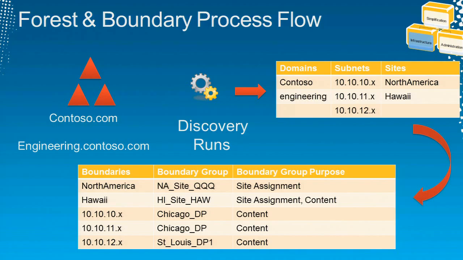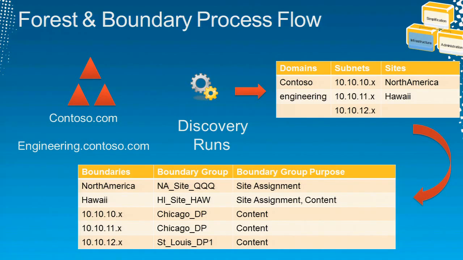One boundary group is for site assignment. So if you look at the lower right, it says boundary group purpose, site assignment. That says, in this case, we're taking the Active Directory site North America. It's going to a boundary group that you create called NA site QQQ, and we're using it for site assignment. So any client that gets discovered that's in the Active Directory site North America gets assigned automatically to, I'm assuming, site QQQ.